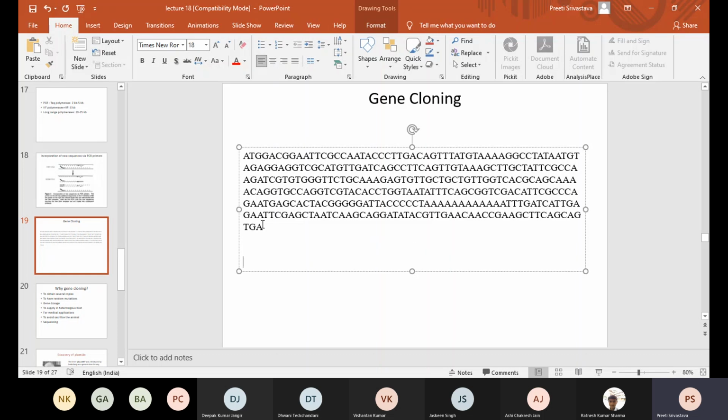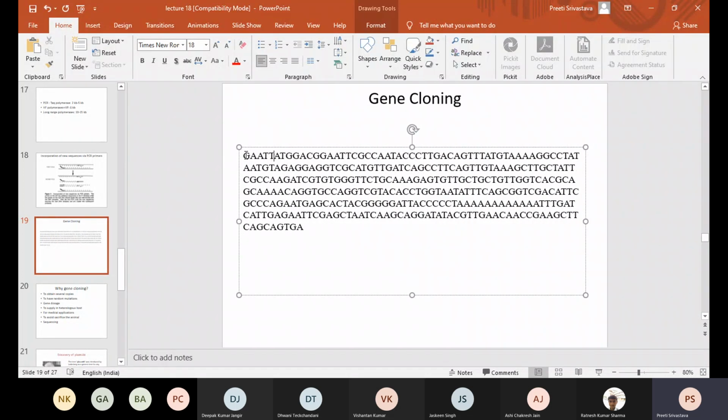If you want to, by PCR, what we do is we insert a sequence. For example, in this case I am taking the example of EcoR1. This is the recognition sequence for EcoR1, correct?